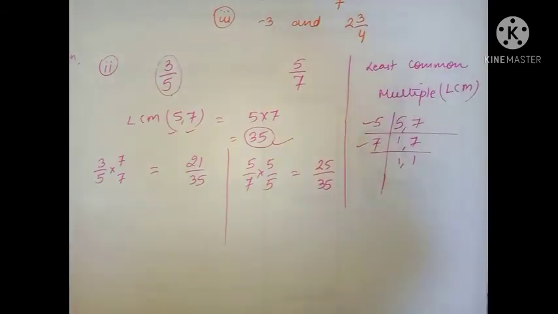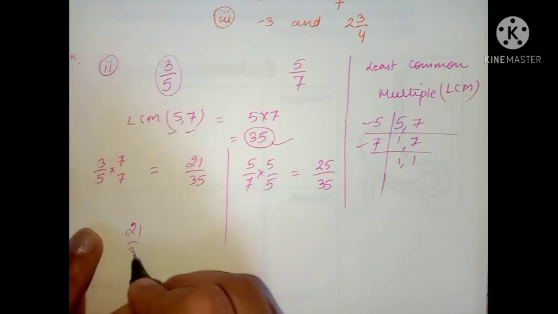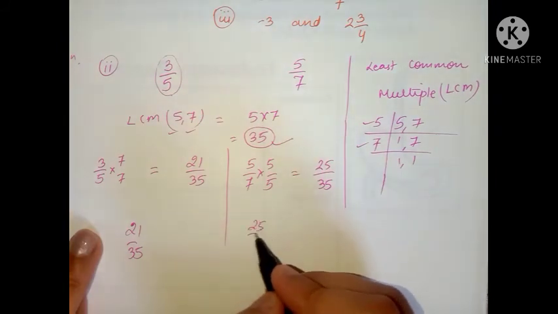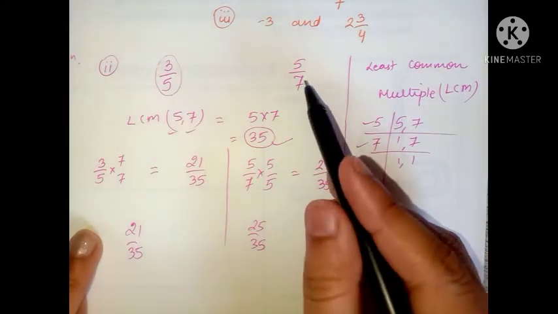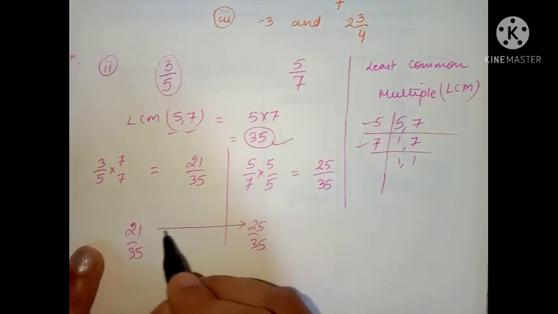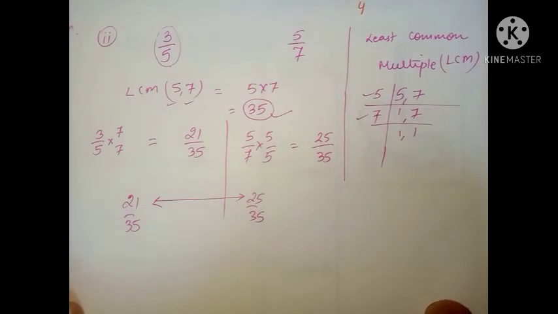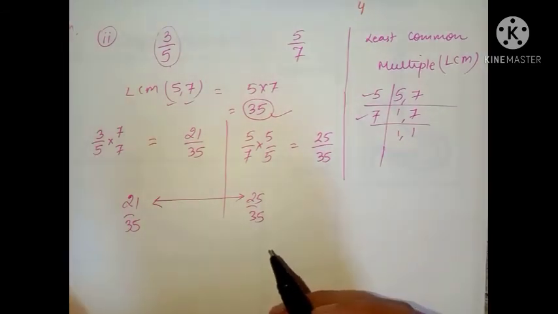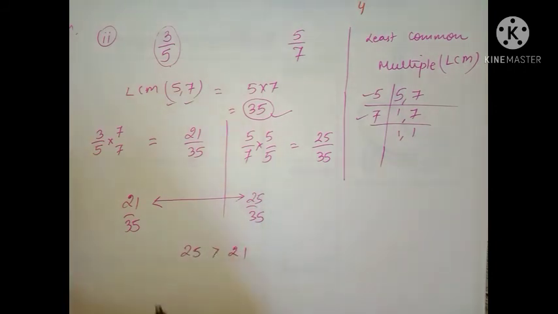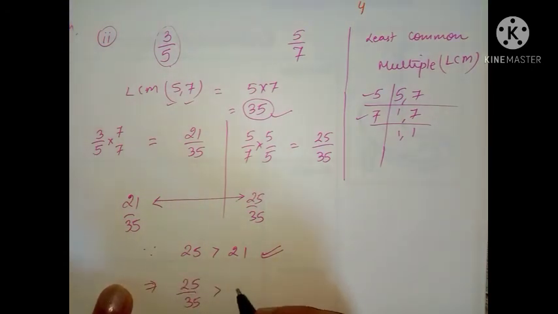So now nothing remains to do. You have 21 which has come from 3 upon 5, and you have 25 over 35 which has come from 5 upon 7. All you need to do is compare the numerators. The bigger numerator will correspond to the bigger rational number. So as you can see, 25 is greater than 21, right? Since 25 is greater than 21, what does it imply? This implies 25 over 35 is greater than 21 over 35, simply.